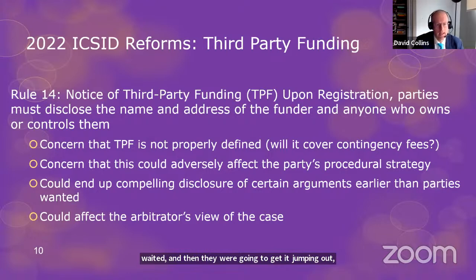So under Rule 14, there is now a notice of third-party funding upon registration. Parties must disclose the name and address of the funder and anyone who owns or controls it. So it doesn't prohibit third-party funding. All it does is make parties disclose who the funder is.